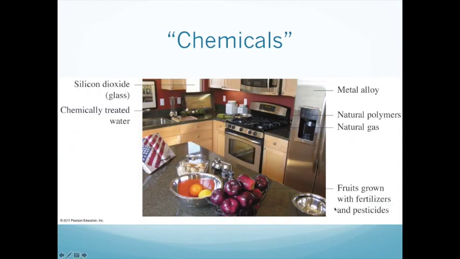And here's a picture of all the chemicals in your kitchen. So you have fruits. They are grown with fertilizers and pesticides. They contain sugars and other carbohydrates. You have natural gas. You have natural polymers. You have metal alloys. You have chemically treated tap water. And you have silicon dioxide or glass, as well as the granite countertop, which is a complicated chemical structure, which we won't get into right now.